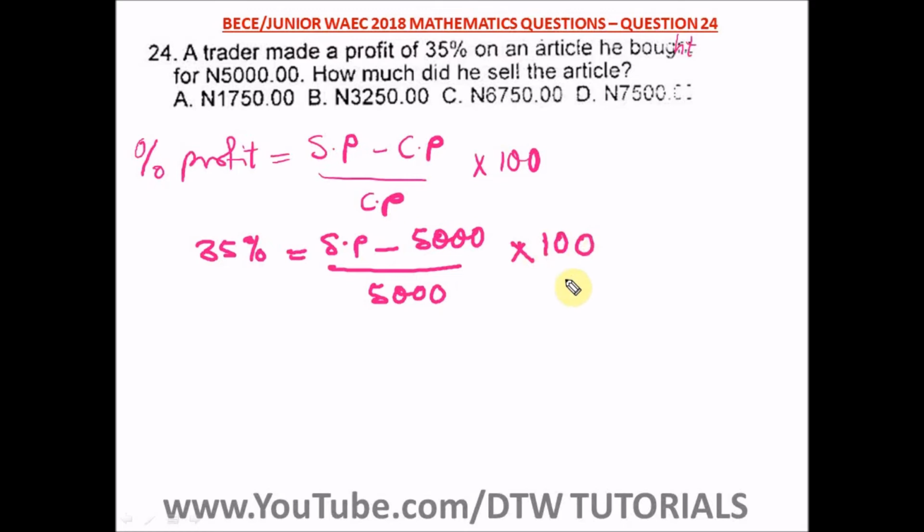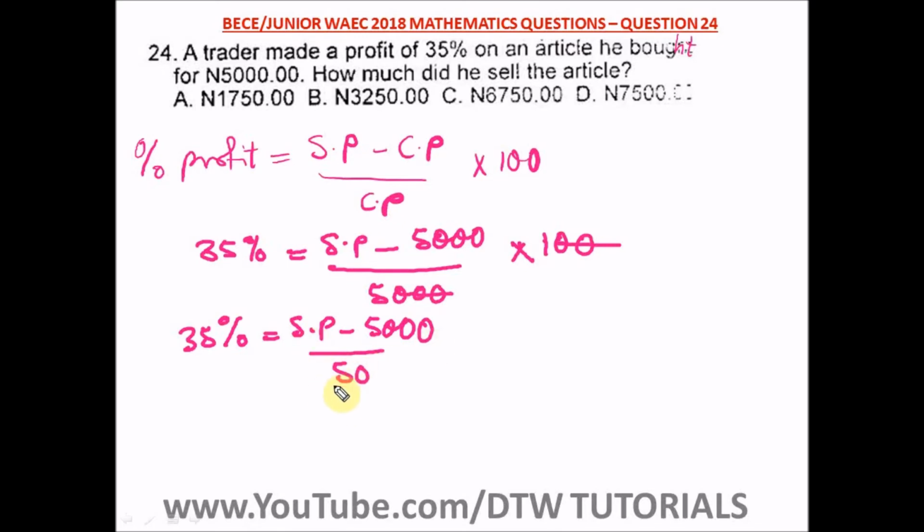Then times 100. Okay, from here we can easily cancel out this 100. These two zeros will cancel out these two zeros. So this 100 has been cancelled out. What are we left with here? Okay, I have to write this down for you. I would have just jumped a step here, but you're a junior student. If it was a WAEC video, I would have jumped a step, but I need to explain this in detail for you so you understand.